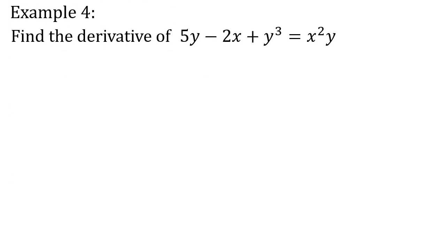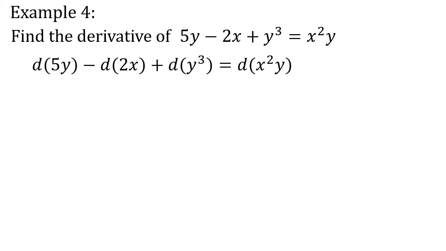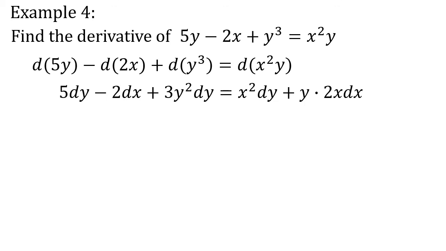Example number 4, find the derivative of 5y minus 2x plus y cubed equals x squared y. So get the derivative of each term. The derivative of 5y is 5 dy, the derivative of 2x is 2dx.